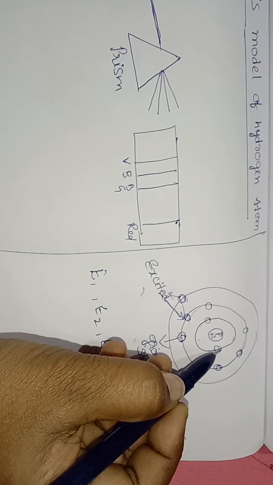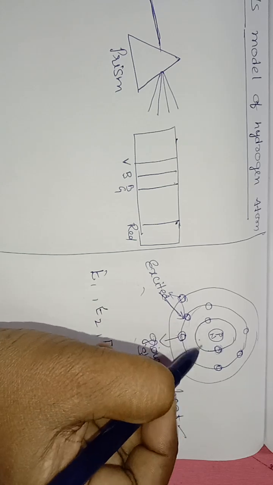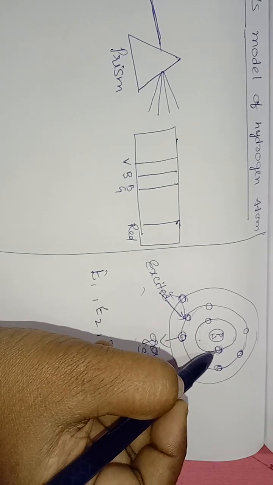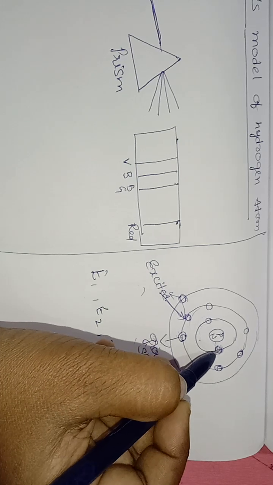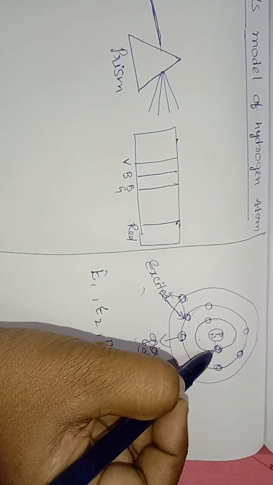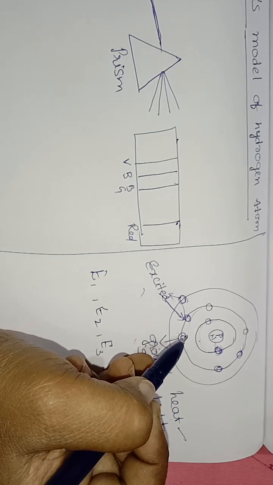If we know the path, that they are revolving in particular orbits, we can find at what time it will come to this position, after how much time it will come to its position. In this way we can find the velocity also.